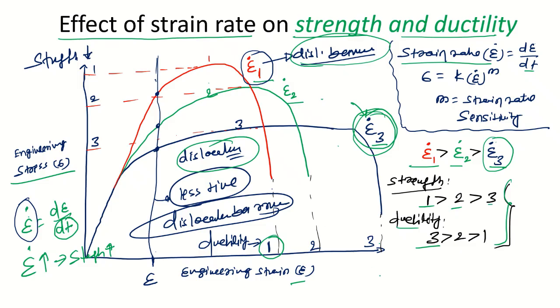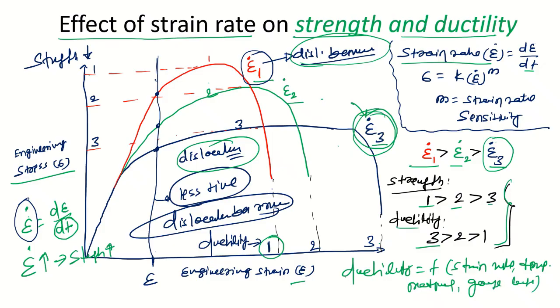But it is not necessary that ductility only depends on the strain rate. The ductility is a function of strain rate, temperature, gauge length, and type of material. These are the factors which can control the ductility.